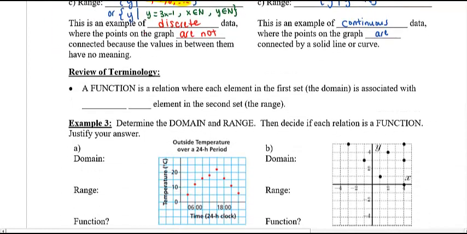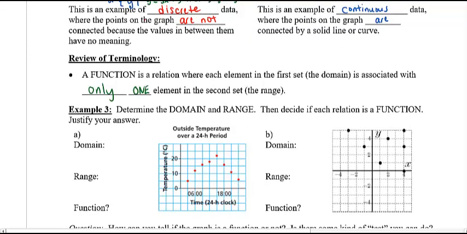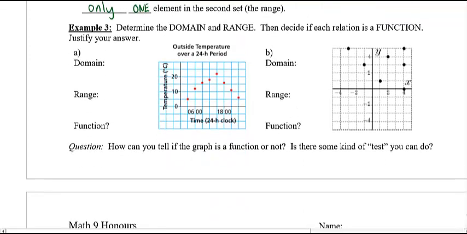Some more review of function terminology. Remember this idea of a function? Said it many times. I think I said it in the first video, second one. Now I'm saying it's the third one. A function, once again, is a relation where each element in the first set is associated with, that's right, only one element in the second set. So now I'm going to add on this extra question. Not only do I want you to find domain and range, but tell me if this is a function or not.